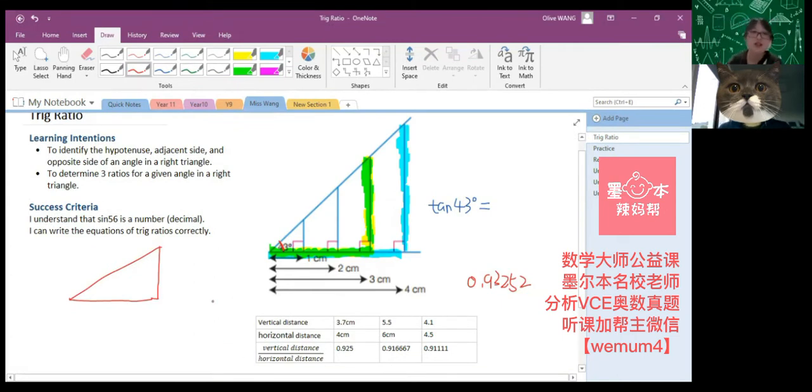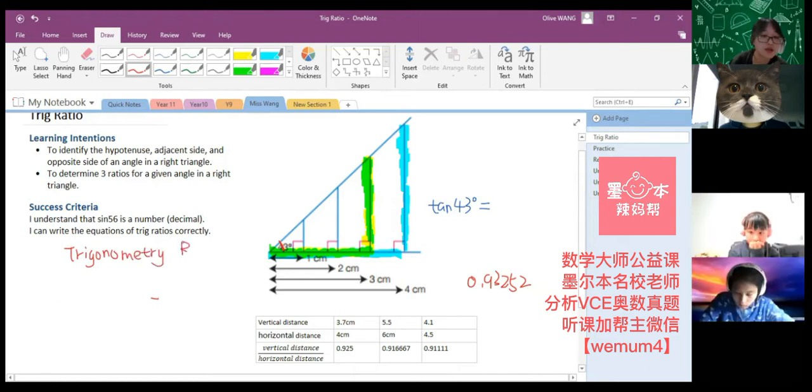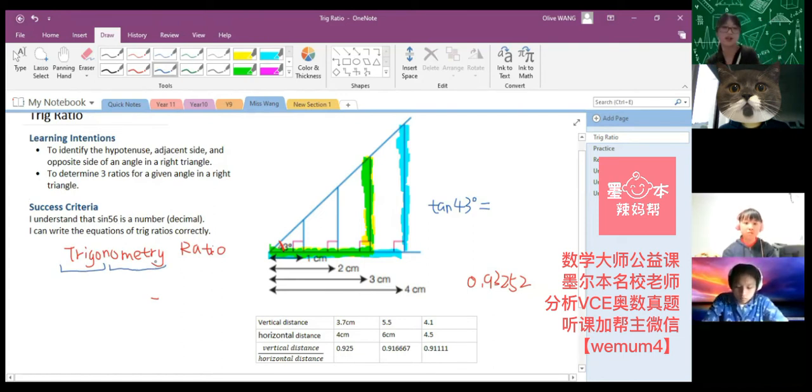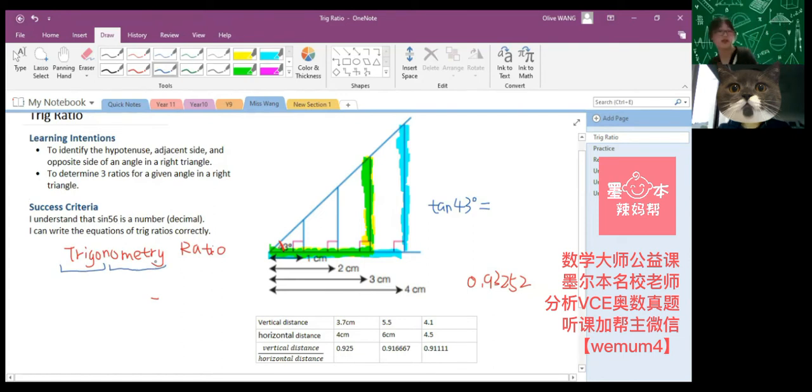So SOHCAHTOA, maybe let's write the title there as well: trigonometry ratio. So trig, what does trig mean? Trig, triangles. Geometry, this one reminds us about geometry. So it's about geometry in triangles.